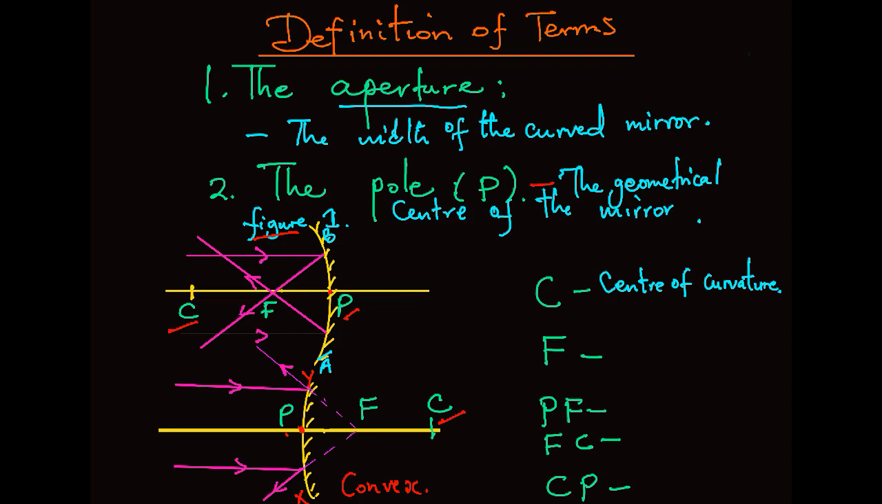So we note that for the concave mirror, the center of curvature is in front of the mirror, while for the convex mirror, the center of curvature is behind the mirror. So we define the center of curvature, C, as the center of the sphere of which the mirror forms part.